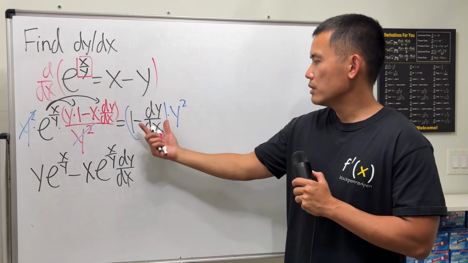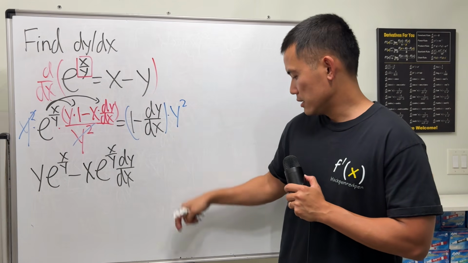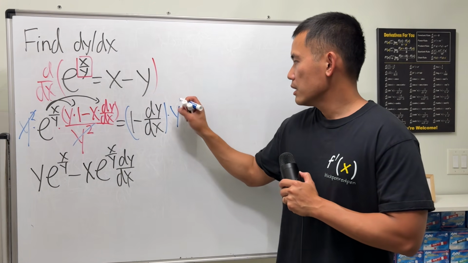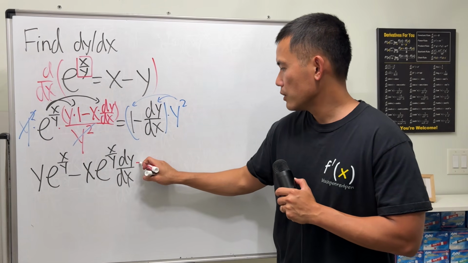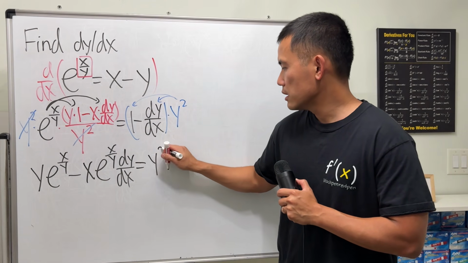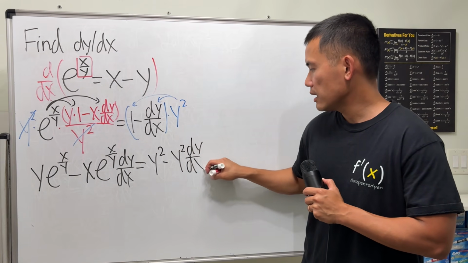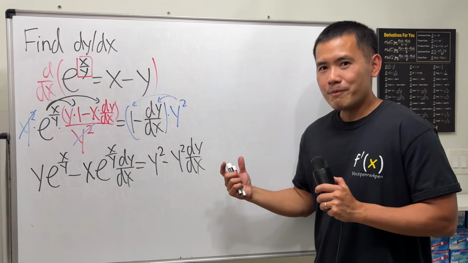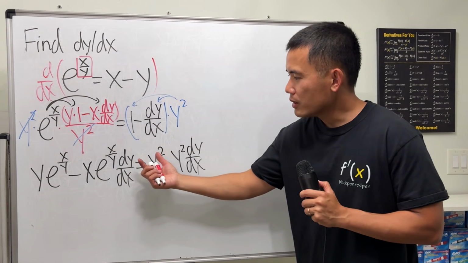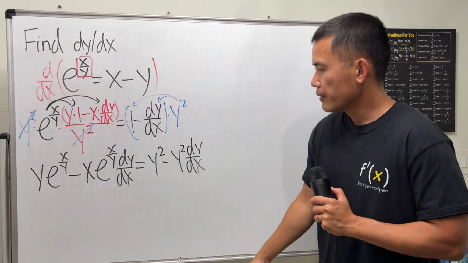And then right here, remember we have to take this times y squared, and this is the time that we have to distribute the y squared. Do it backwards. So we have y squared minus y squared dy dx. We're making progress. Now, we want to put all the terms that have dy dx on one side and then the rest on the other.